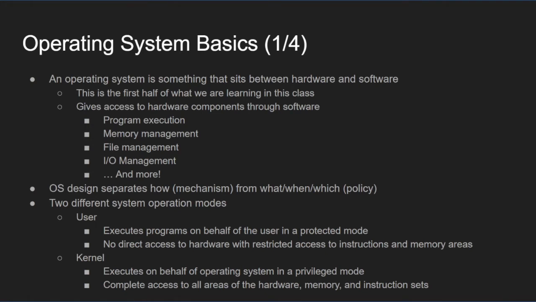So now into operating system basics. By definition, an operating system is something that sits between hardware and software. It helps the computer communicate with the user and vice versa. This is half of what this course is, operating systems and networking. And it gives us access to the hardware components through software. So we can manage program execution, memory, files, inputs and outputs, and pretty much everything.